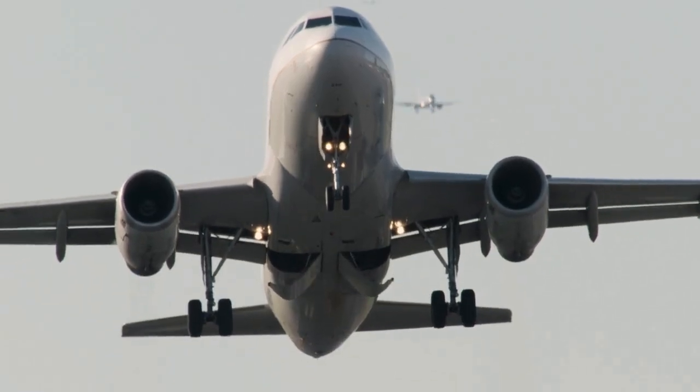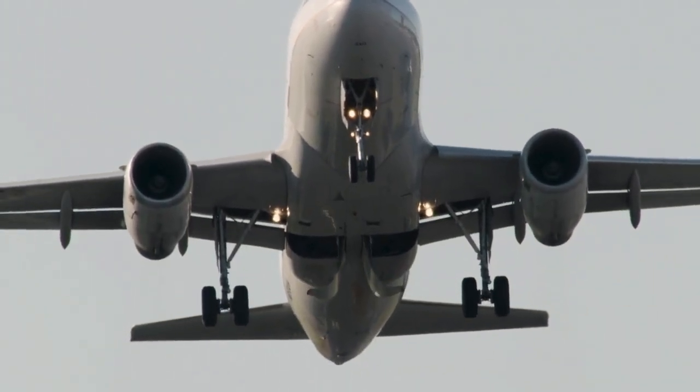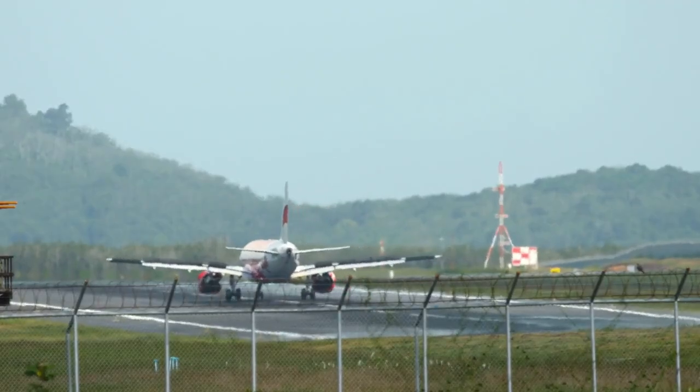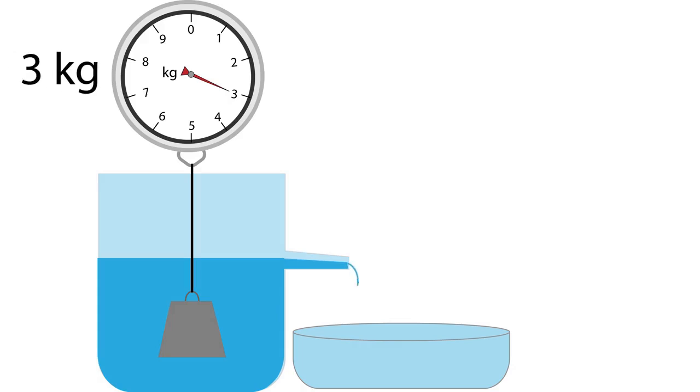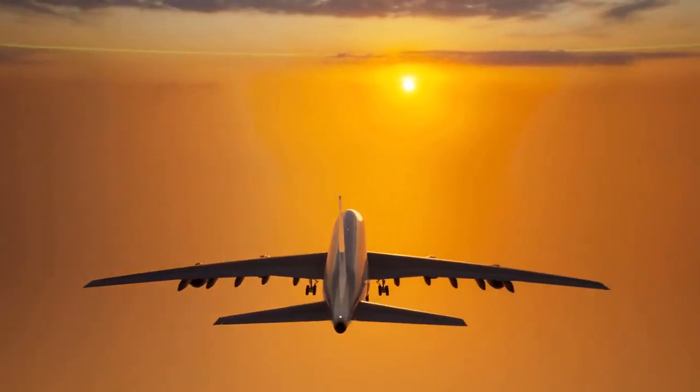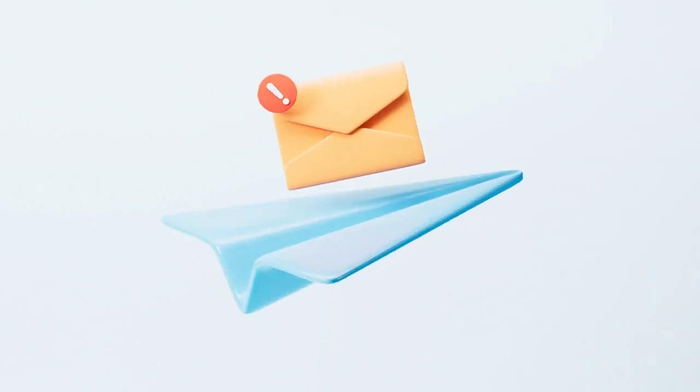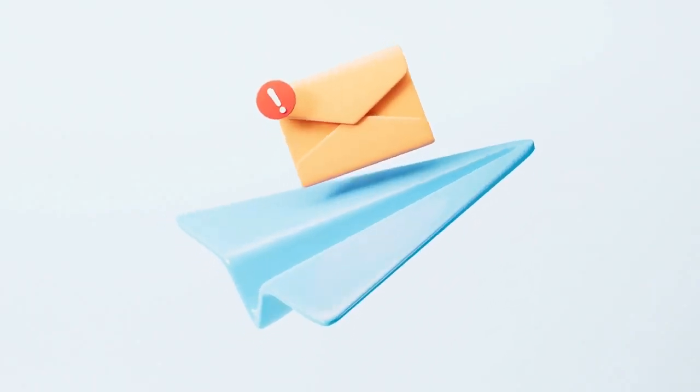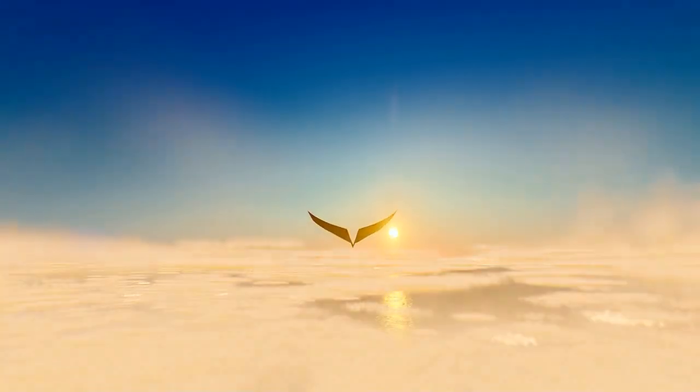Reverse thrust slows the aircraft post-landing, enhancing safety during braking. As lift increases, so does lift-induced drag, demanding a balance for efficient flight. The flight envelope defines an aircraft's operational limits regarding speed and altitude.